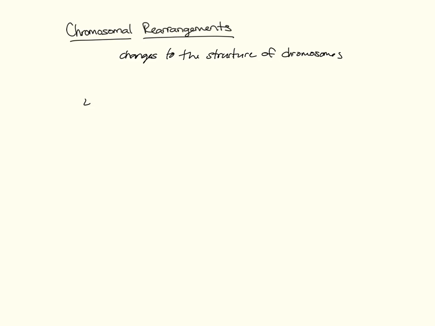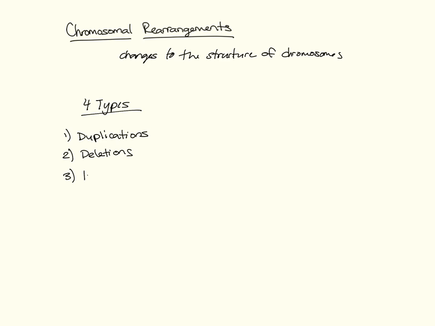And there are 4 types that you should be aware of. The first are duplications. This is where a large segment of the chromosome is duplicated within that same chromosome. The second are deletions. And this is where a large segment of a chromosome is deleted. It's just missing from a chromosome.